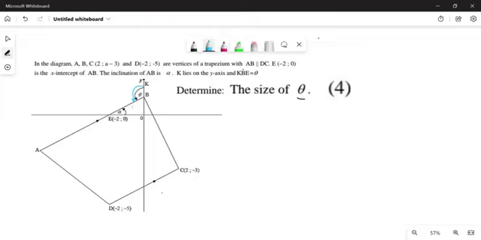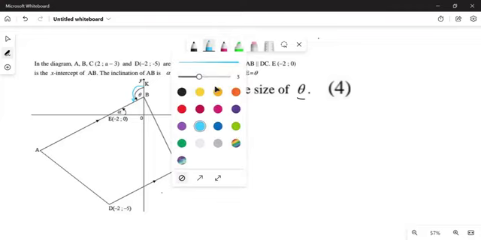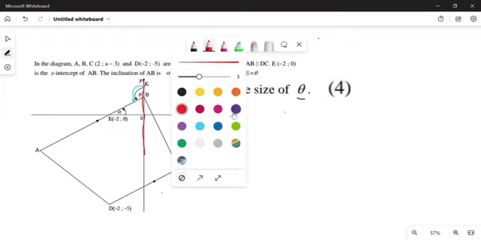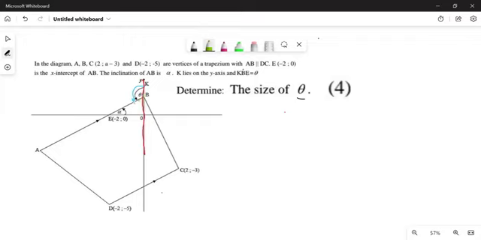So if that's the case, then we are going to check which two lines this angle is between. That's what we are going to concentrate on. The angle theta is between which two lines? If we look at this, it's between the y-axis, and not only the y-axis, it's also between the line AB.